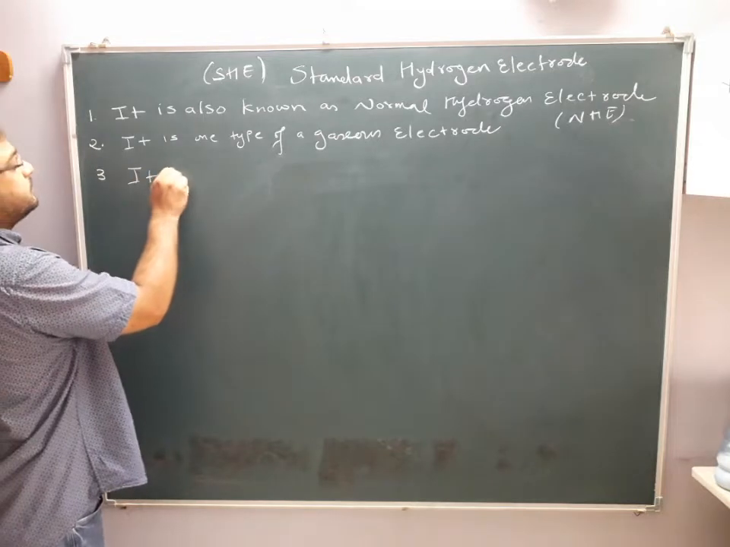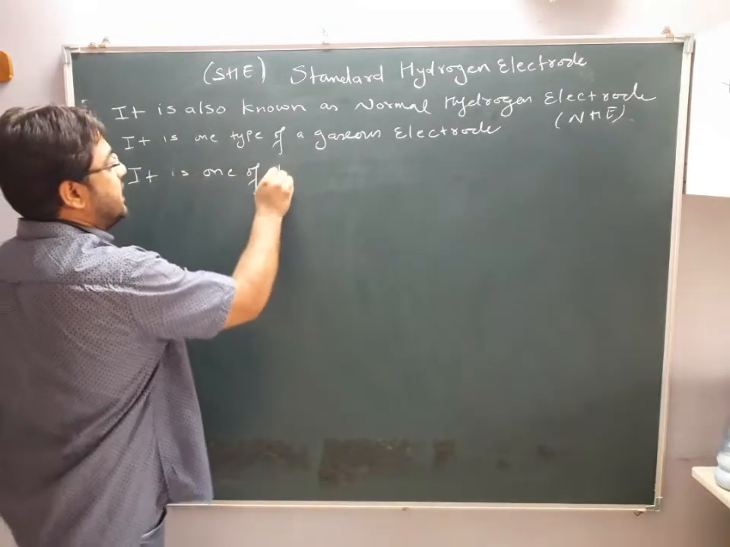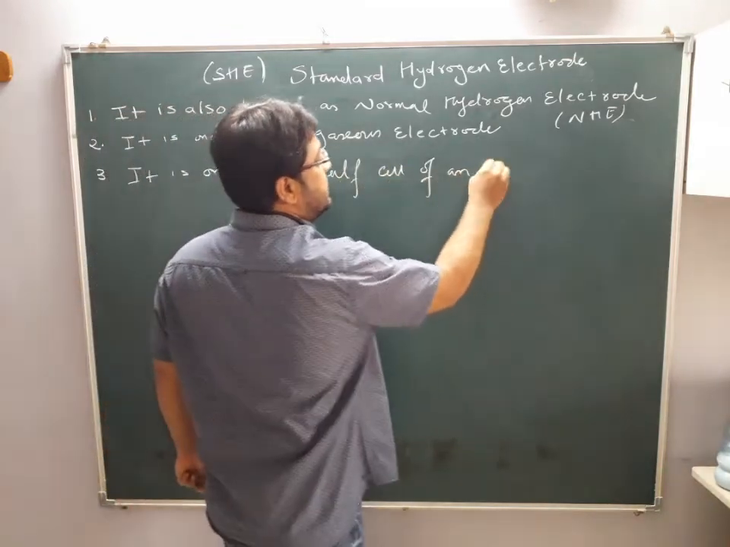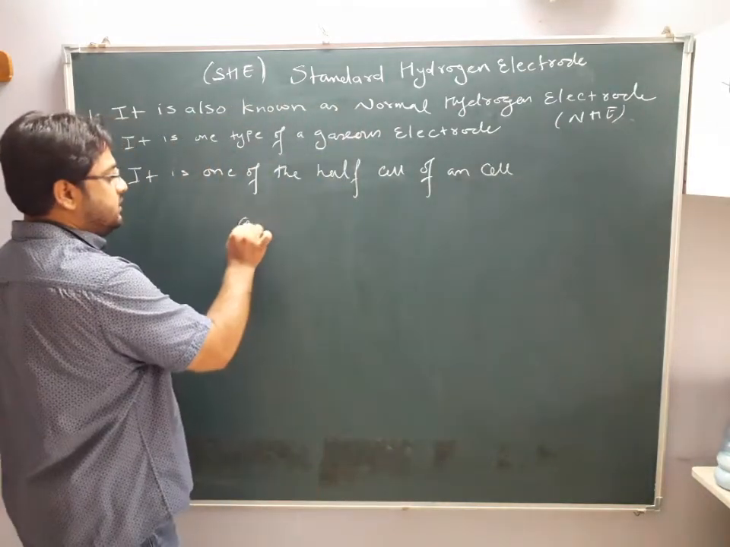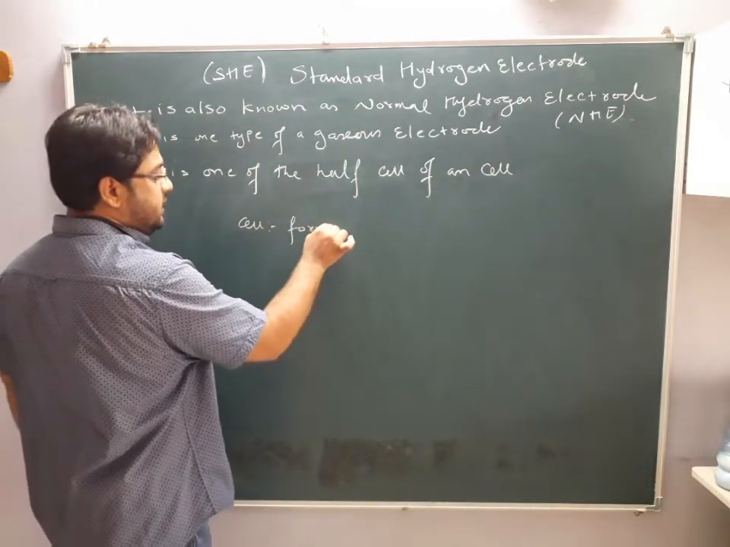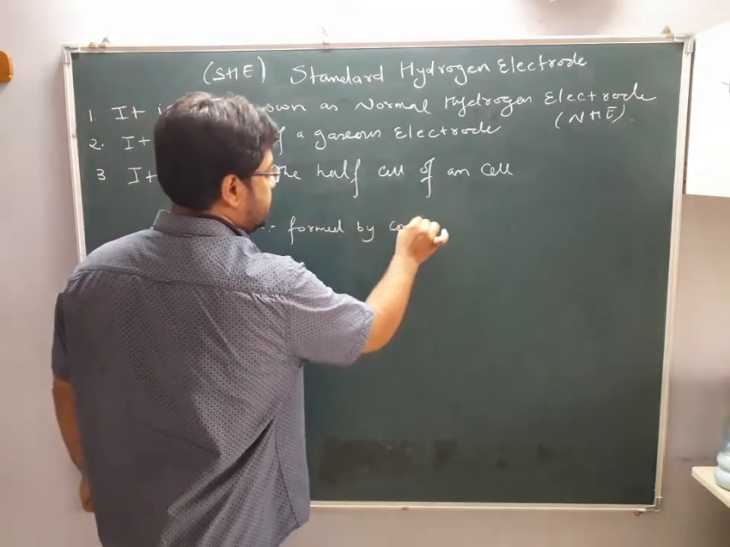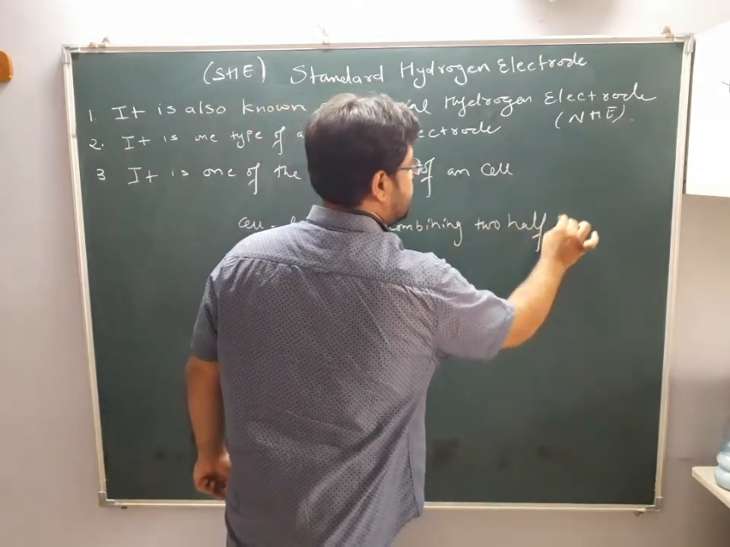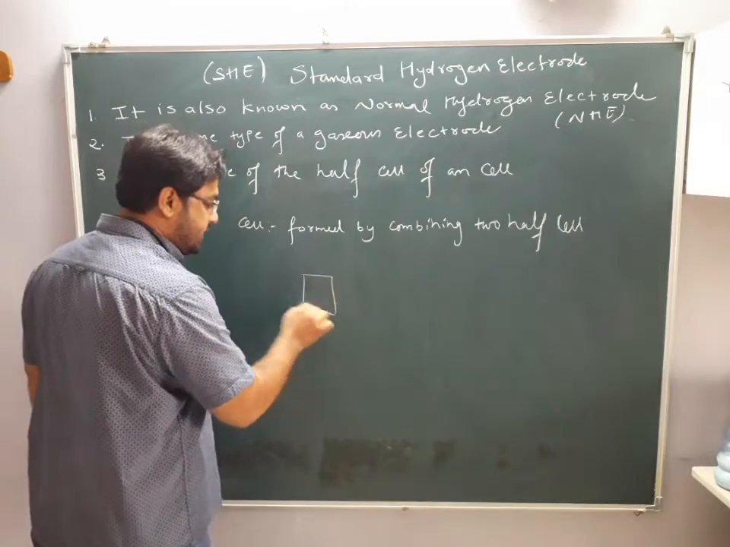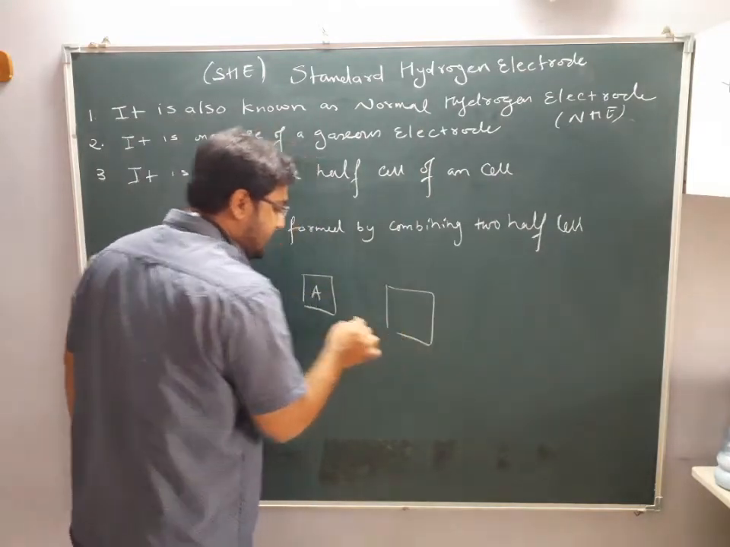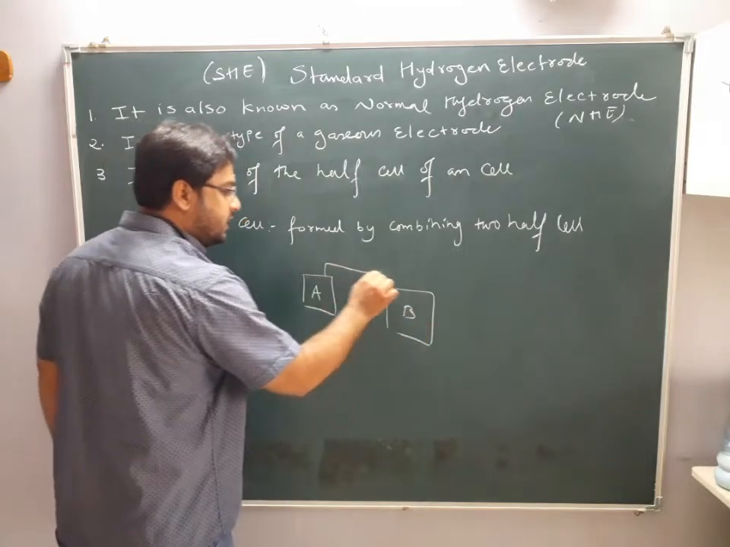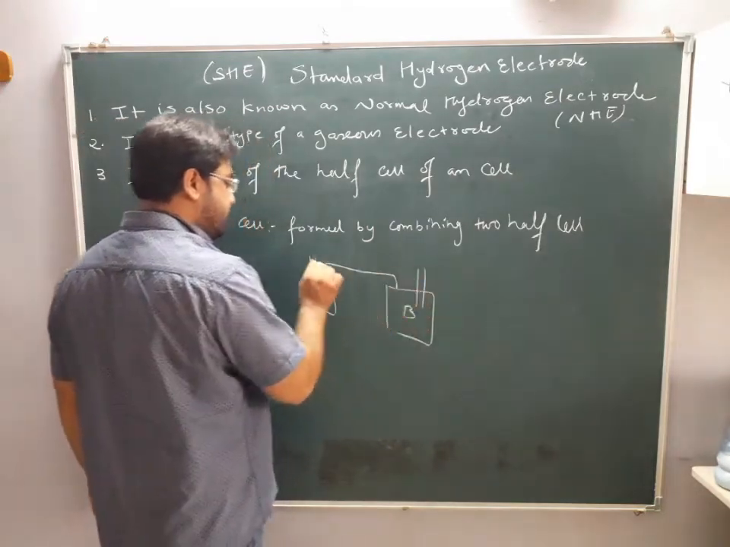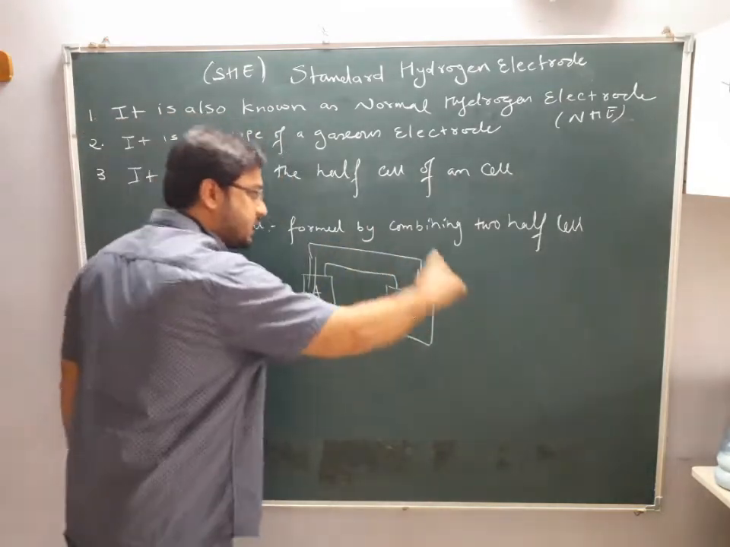Point number 3. It is one of the half cells of a cell. See, in last lectures we have seen that a cell is formed by combining two half cells. Yes or no? We take one half cell as A, another half cell as B, like zinc and copper. We connect the salt bridge, and then with an external circuit we complete the circuit. This we call one complete cell.